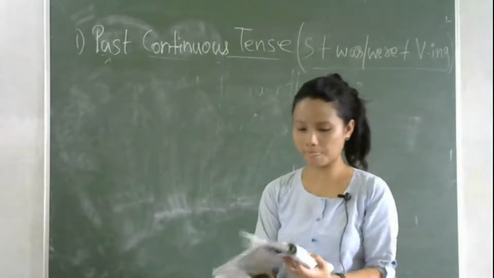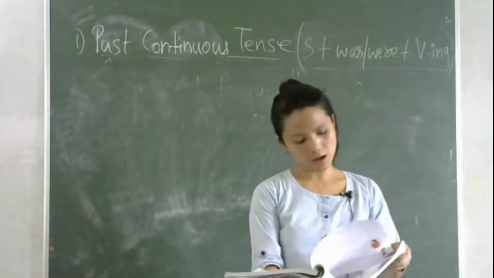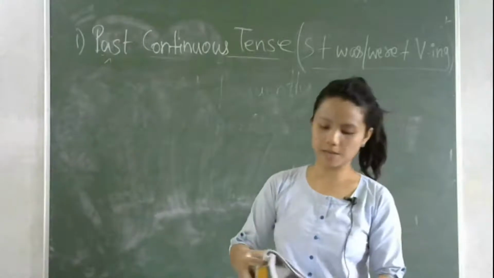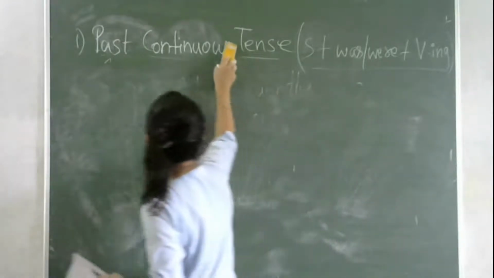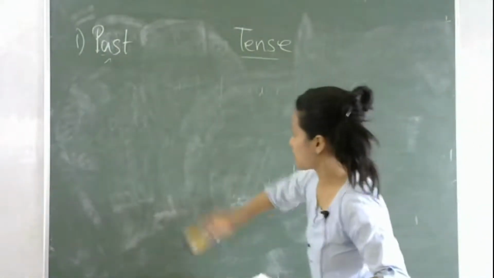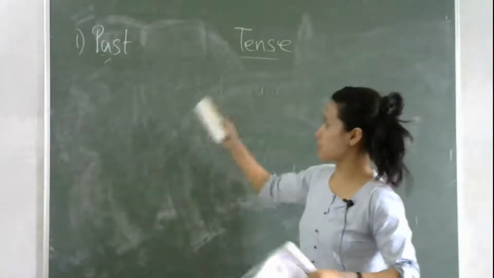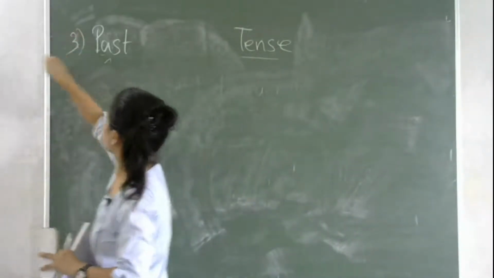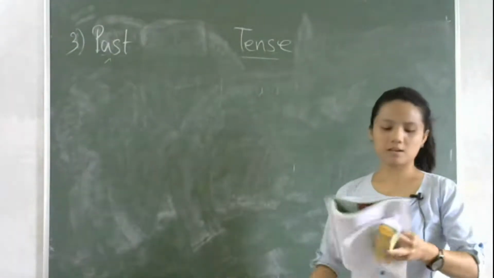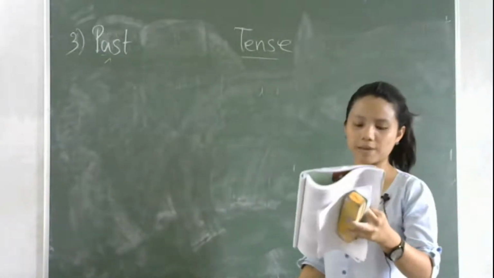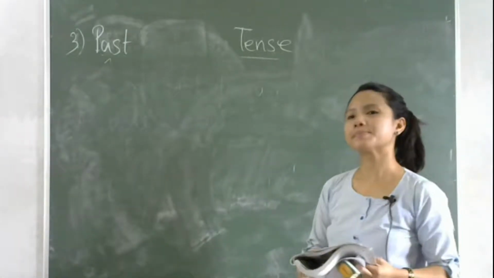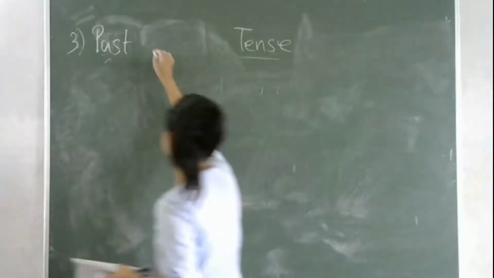Let us go to page 46. Page 46. Okay. So now we come to the number 3 types of tenses. Can anyone tell me what is the third type of tense? You can see from your book itself in page 46, what tense is there? Okay, past perfect tense.